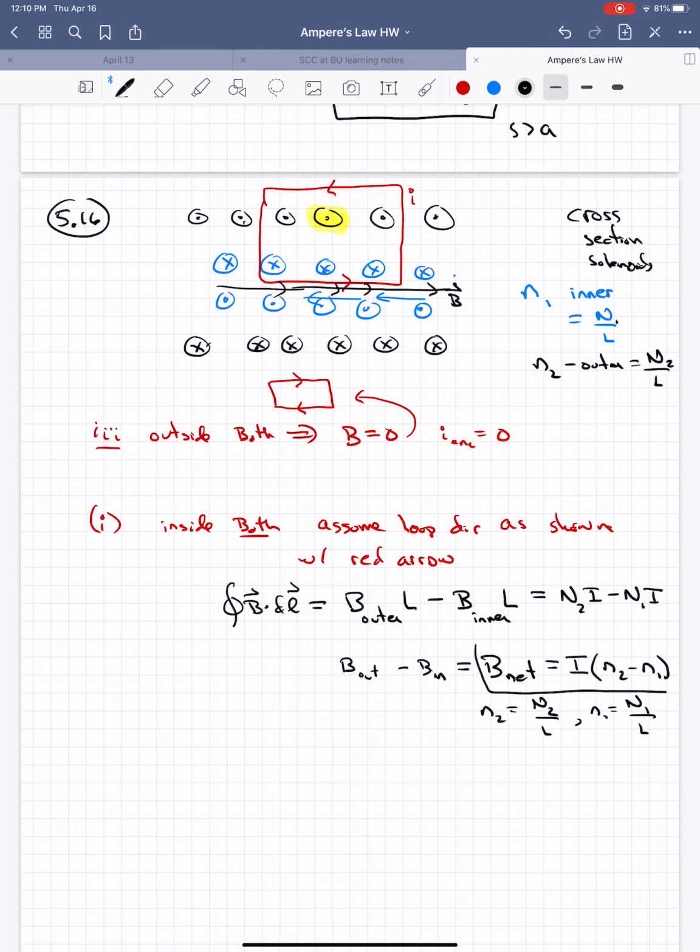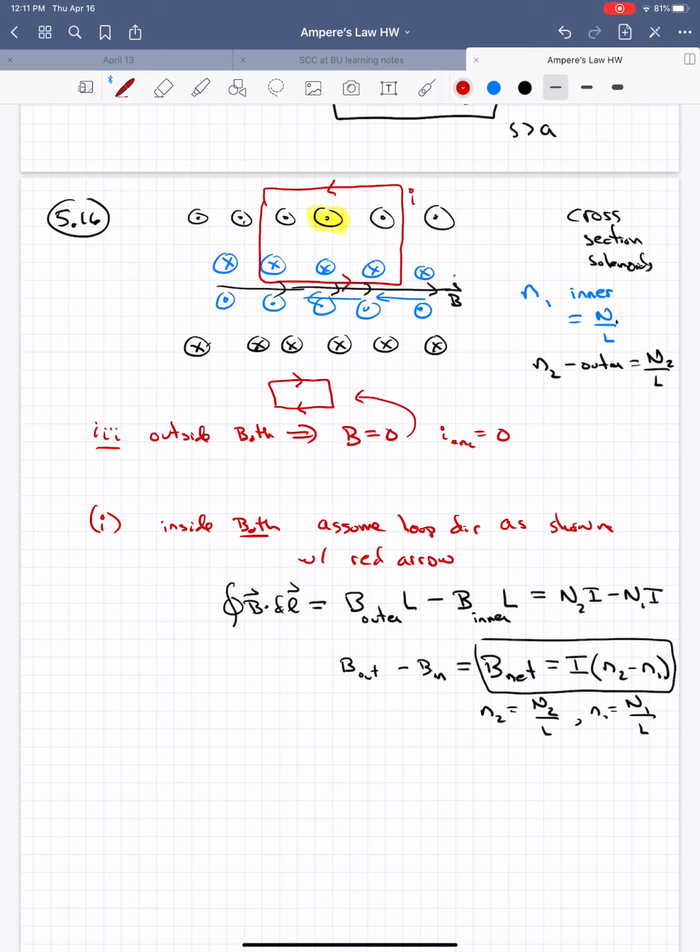And that's the answer they want, right? The answer they want is the net total B field due to both of the solenoids. So B from the outer minus B from the inner is going to be B net, and that's going to be the current times little n2 minus little n1.